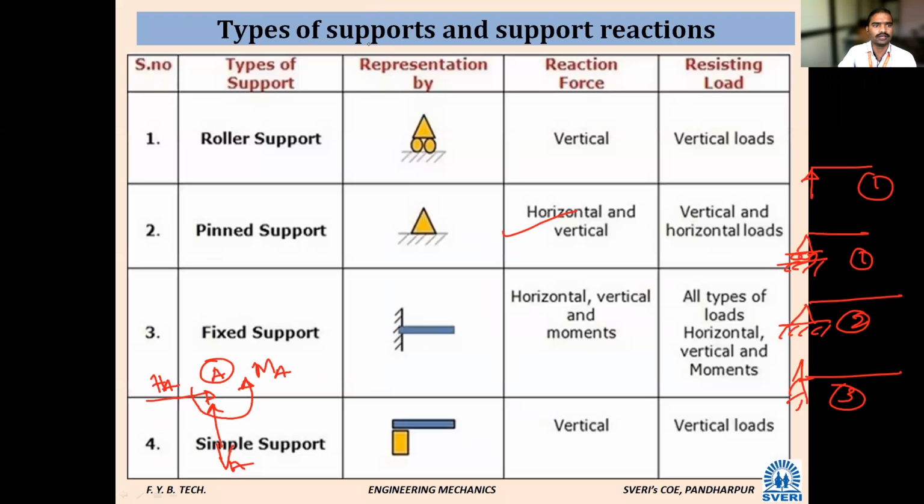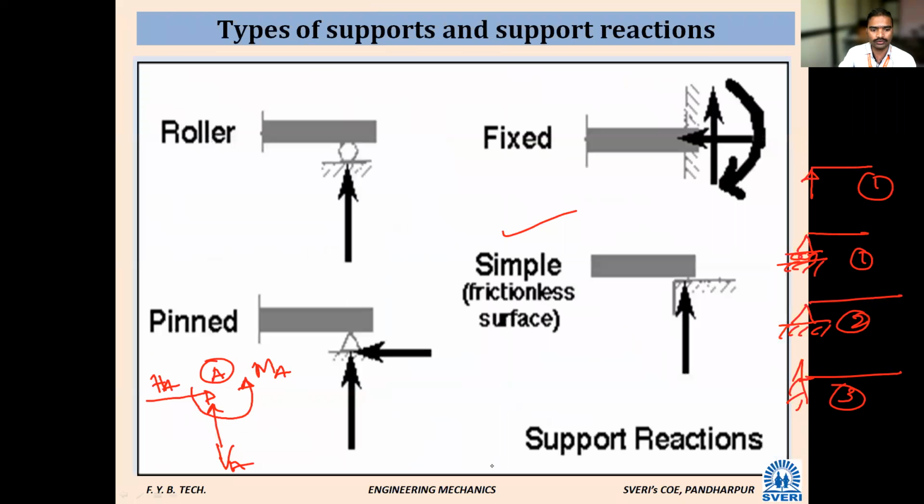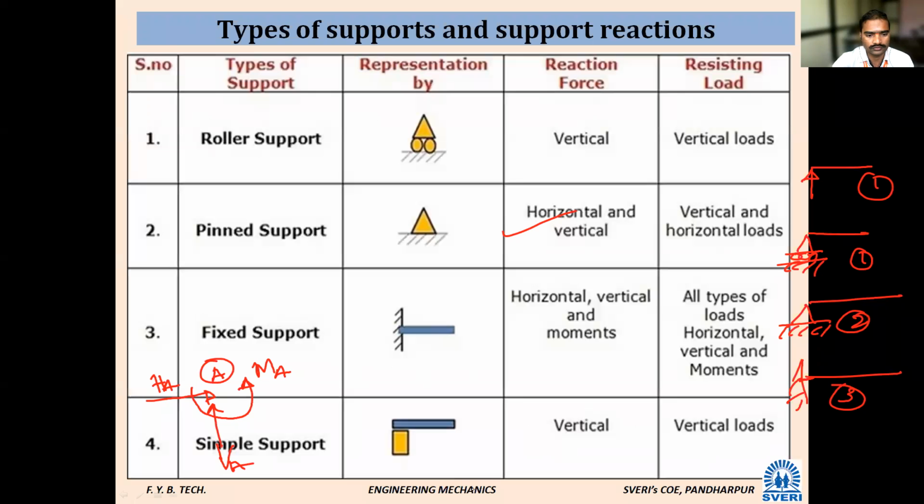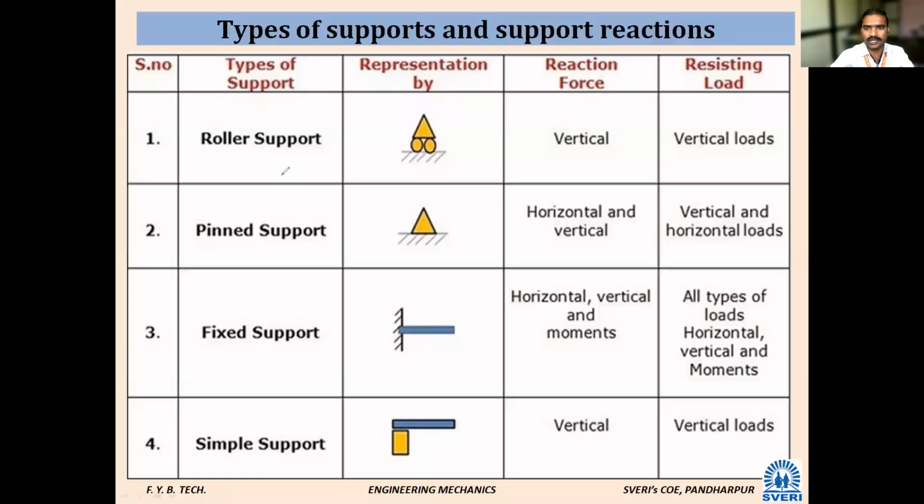So see, there is a systematic diagram. Wait a minute. Okay, see all of it in one slide. First is the type of support: roller support. It is denoted like this. The reaction force is a vertical force. It resists vertical loads.